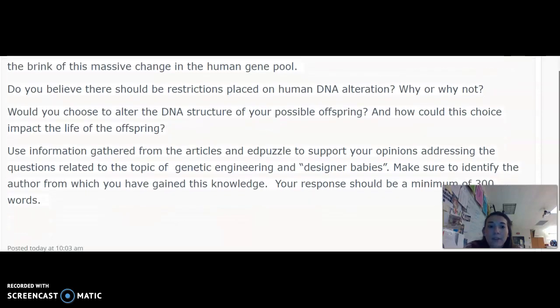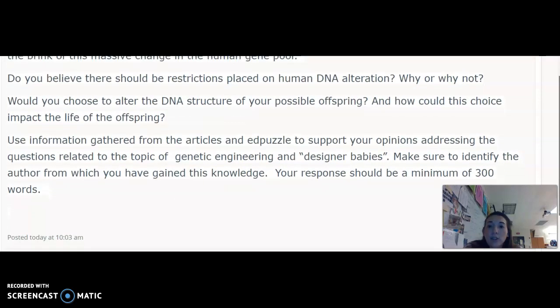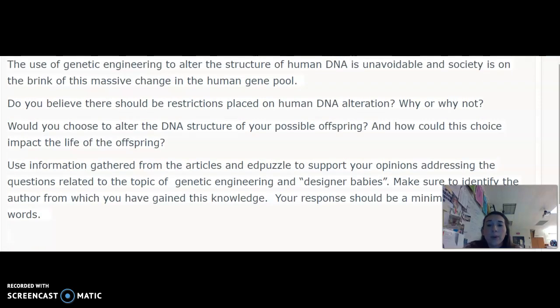Make sure to identify the author from which you gain your knowledge, and your response should be a minimum of 300 words. So, as far as citing for the author, please just let me know what author you are pulling from. So which article and the author, the Edpuzzle if you are pulling from the Edpuzzle, and the novel if you are pulling from the novel. That way I can better understand exactly your opinions and what you are pulling as data to support your reasoning.